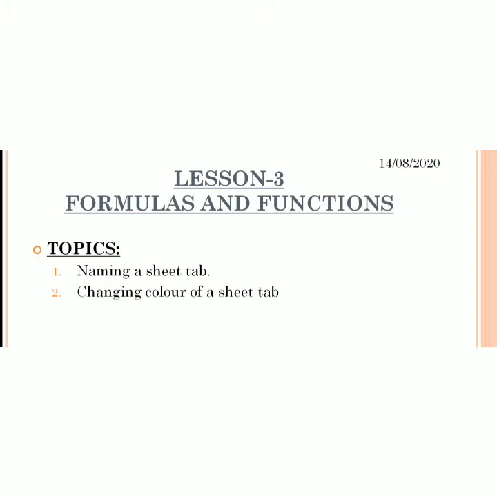And what is the meaning of changing color of a sheet tab? Changing color of a sheet tab means that you will be able to change the color of the sheets. For example, Sheet 1 you can make red, Sheet 2 you can make yellow, and so on, depending upon your choices. Now let us see the practical demonstration of how to name a sheet tab and how to change color of a sheet tab. So let's start.